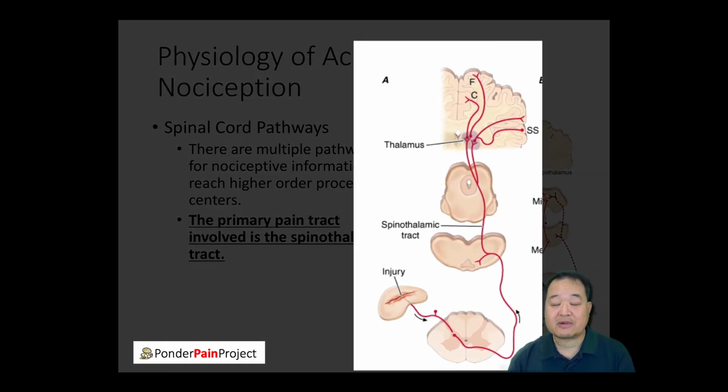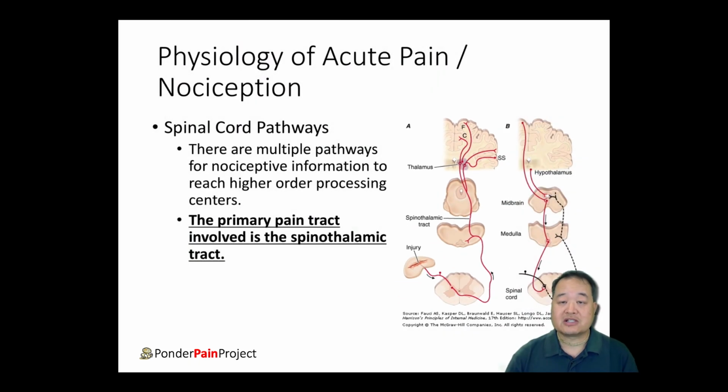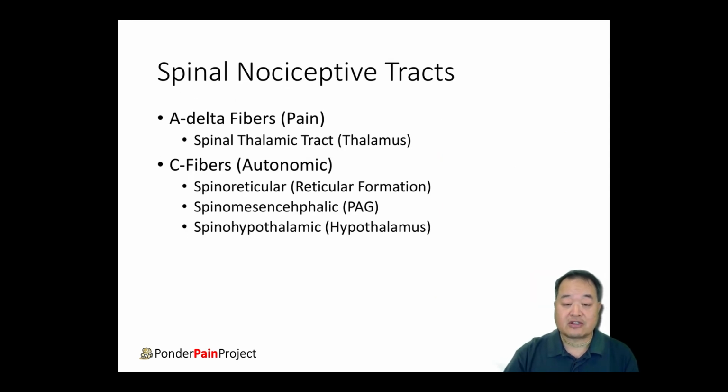Now, the spinothalamic tract is the one classically linked with the transmission of pain. But even though it's linked with the transmission of pain, realize it's the A deltas that synapse to it, and so it propagates information up. Beyond the spinothalamic tract, there are also several other tracts that propagate pain. There are multiple ones beyond the ones I'm listing here, but these are the primary ones that I want you to know.